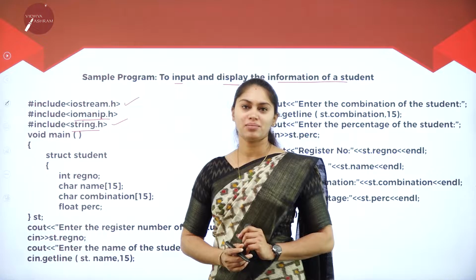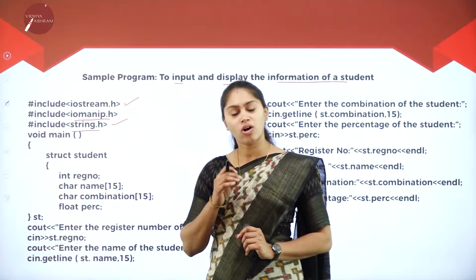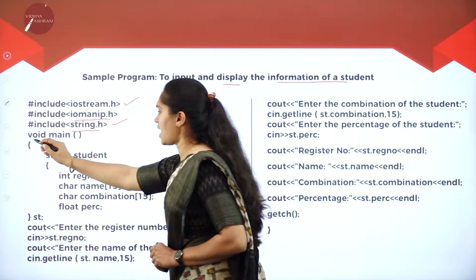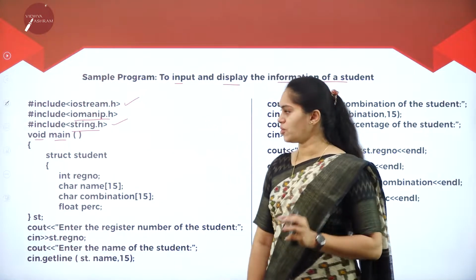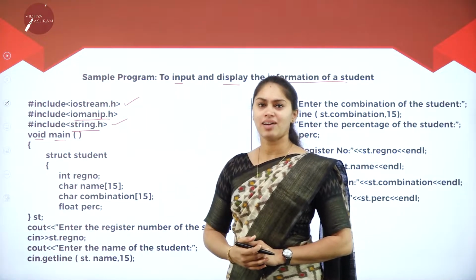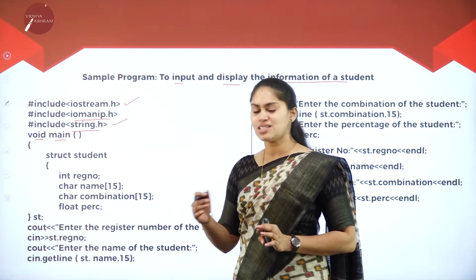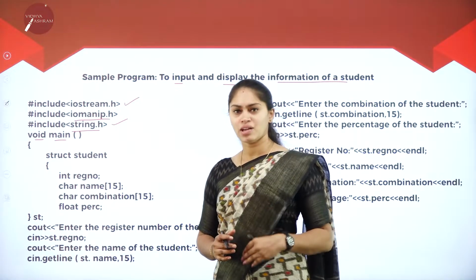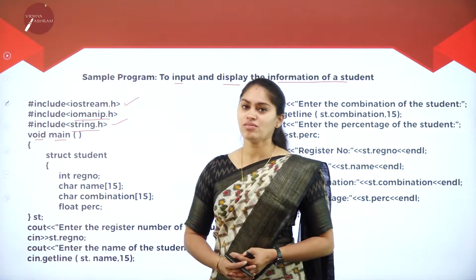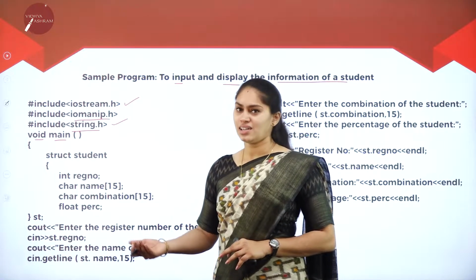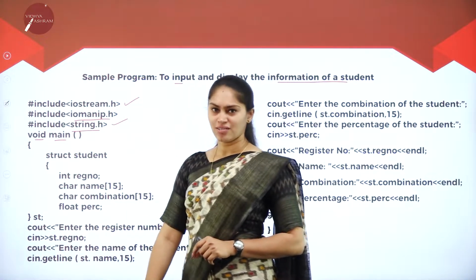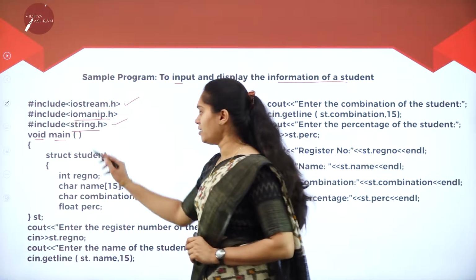Then we have void main. The execution of all programs starts when it encounters void main, so I can call that an entry point. Void is a return type. When I use void, it won't return any value back to the function. But when I want to return some value back to the main function, then we have to use a data type other than void. So void main and the opening of a curly brace indicates the opening of the main function.